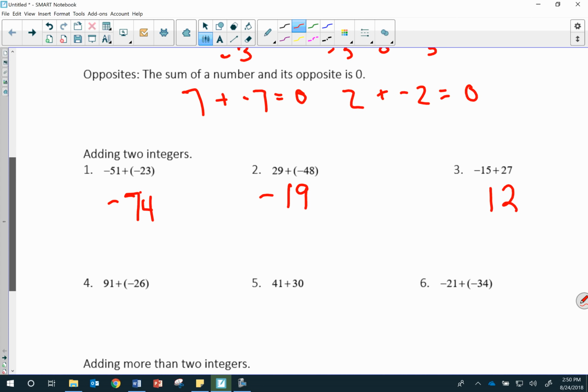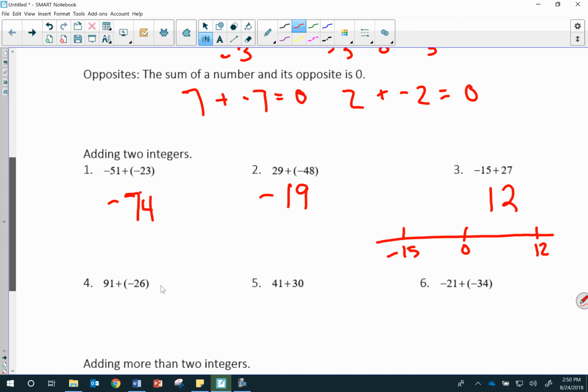If you think about this on a number line again, if you start at -15 and you want to add +27 to that, you're going to move to the right 27 times. You will pass 0, and then you will land on +12.